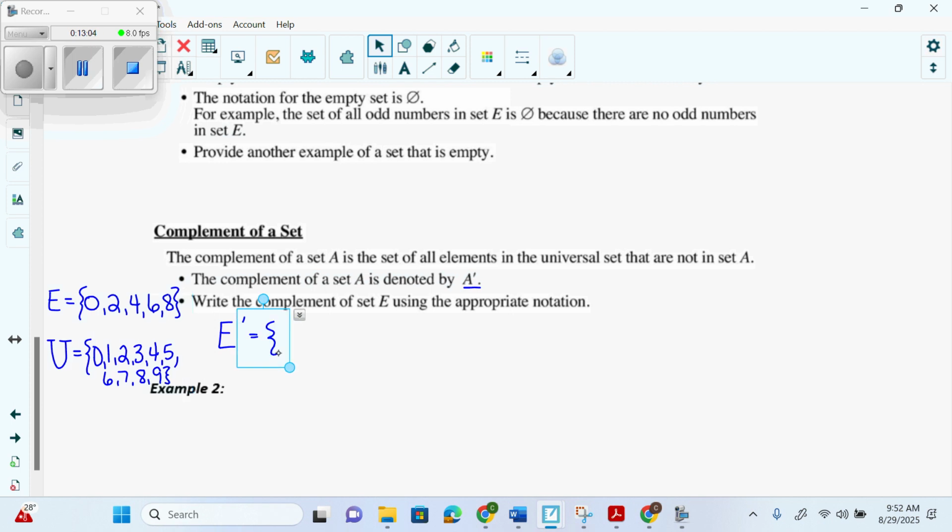So E has 0. Well, we're not going to write that. So what is not contained in E, but is in the universal set? 1, the number 1. 2 is in E. 3. 4 is in E. 5. 6 is in E. 7. 8 is in E. 9.